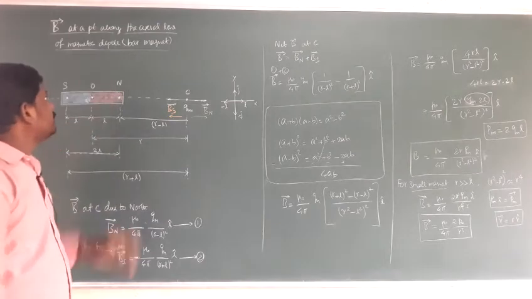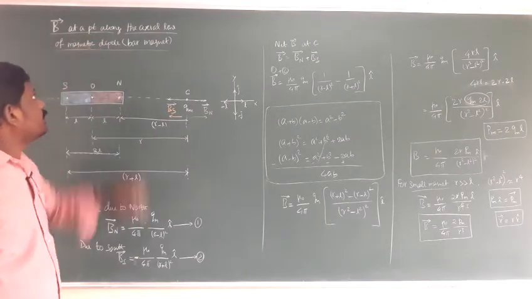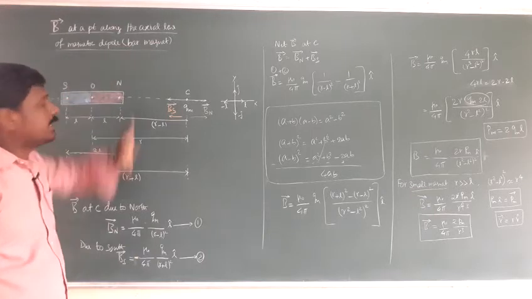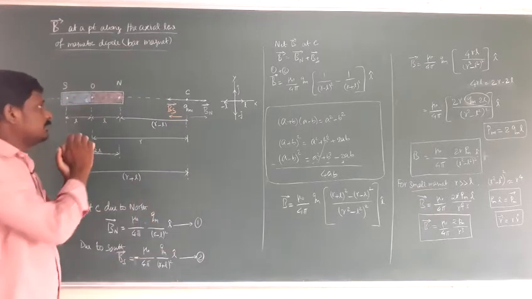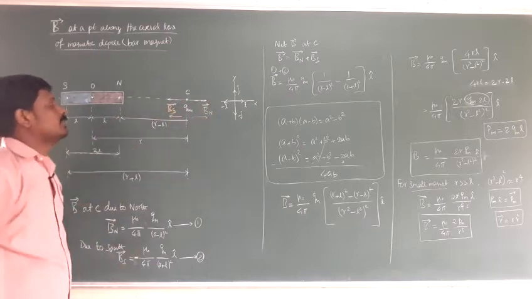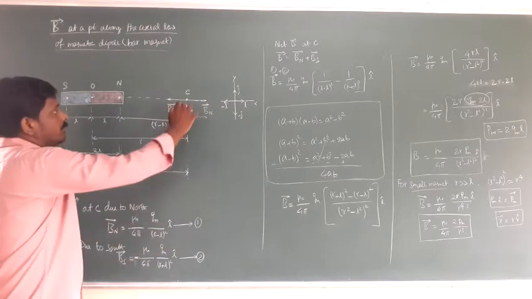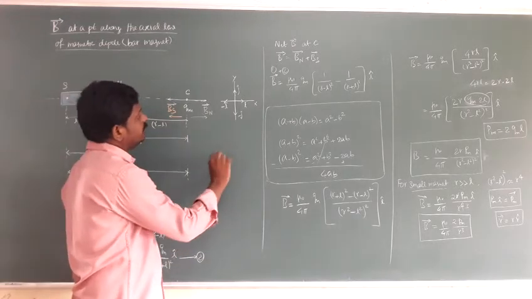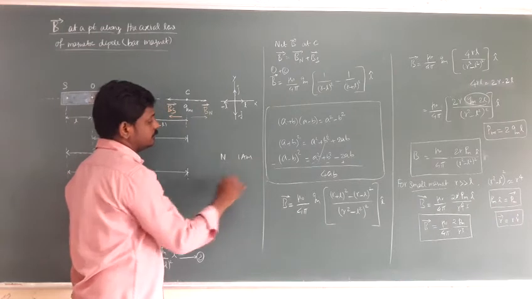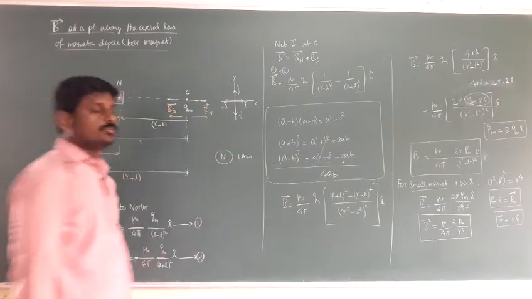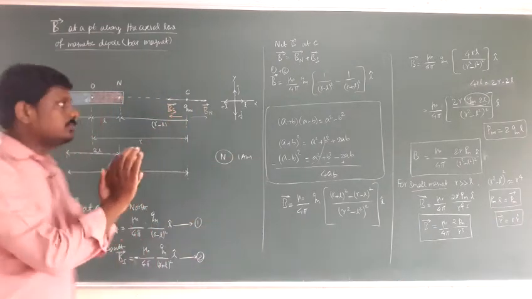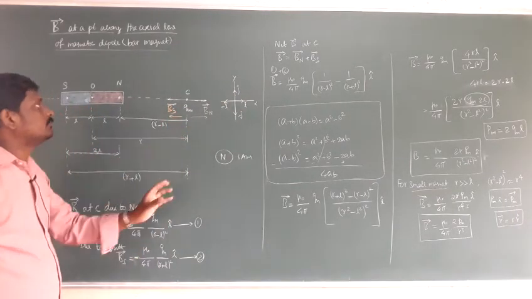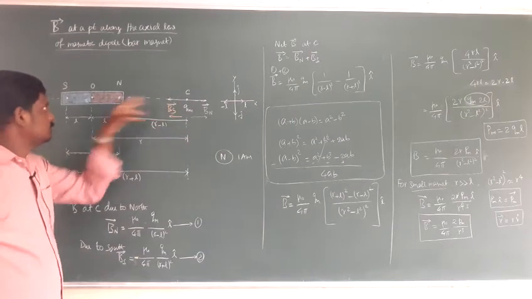So in this class we are going to discuss the magnetic field at a point along the axial line of a magnetic dipole, that is, a bar magnet. So consider a bar magnet placed along the axial line. At point C we place one north pole with pole strength 1 ampere meter. It is a monopole. We are placing a north pole, so on the other side there should be a south pole. So what is the magnetic field due to that bar magnet?